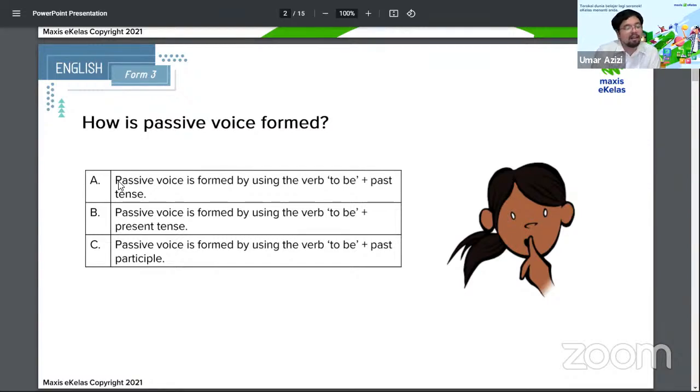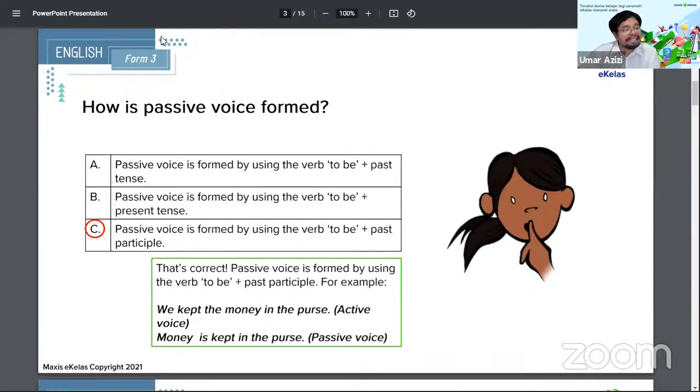All right, so let's see the answers right now. We're all guessing for the answer B. Passive voice is formed by using the verb to be plus present tense. Let's see if that's the answer. In 3, 2, 1. And the answer is not, however, B, it is C. Passive voice is formed by using the verb to be plus past participle.